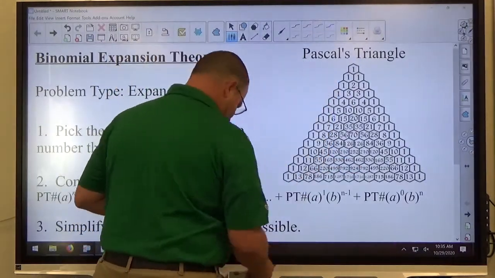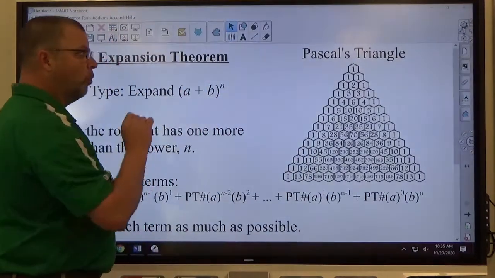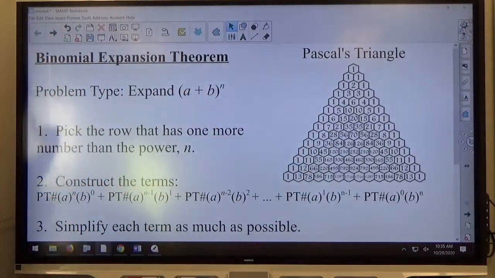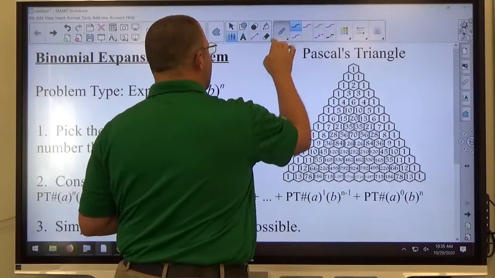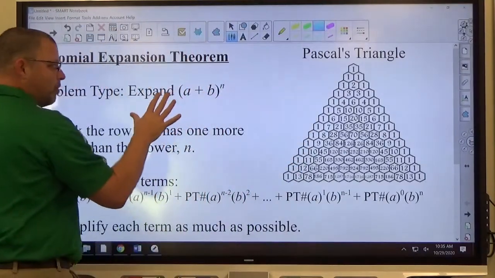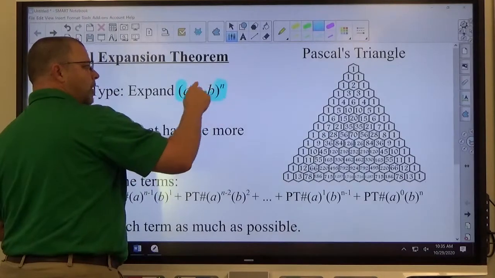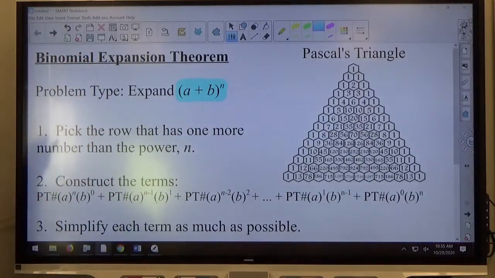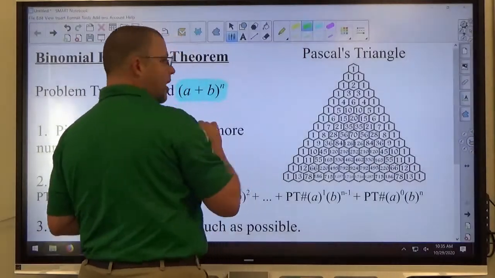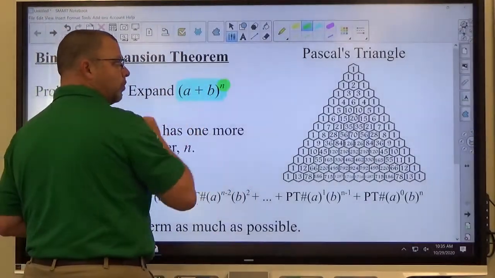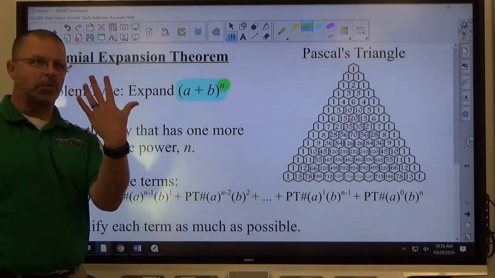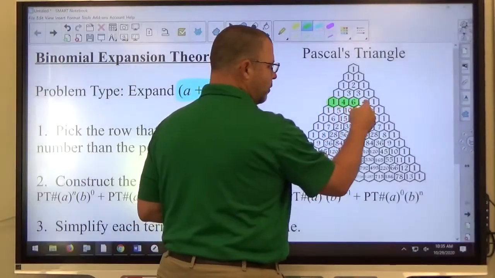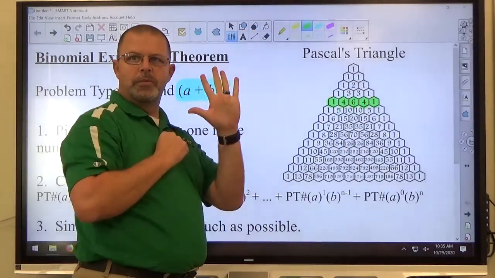So when I'm looking at Pascal's triangle, there's two ways to determine which row you're going to use, because you're going to use one row of the triangle to do a binomial expansion. First way is if you look at the power in your problem. The structure of the problem we're working with is some binomial raised to some power. Technique 1 to find the correct row: whatever n equals, whatever that power is, you pick the row that has one more number than the power. So if the power is 4, you want to pick the row that has 5 numbers in it. So 1, 2, 3, 4, 5.